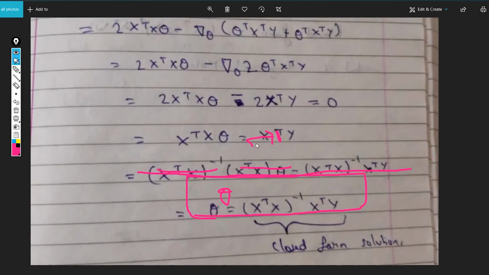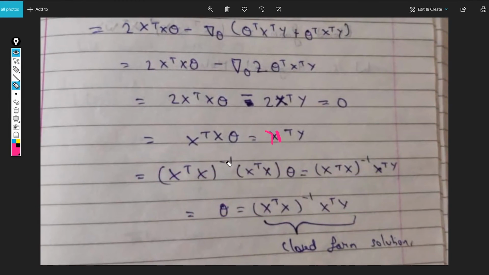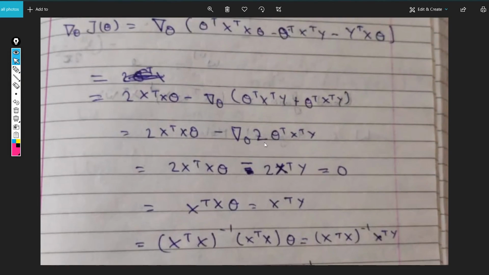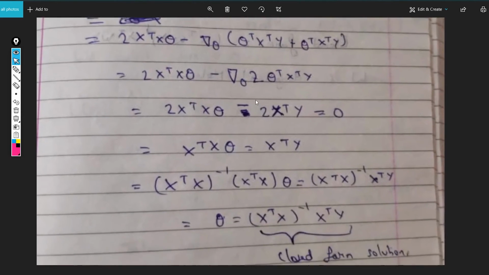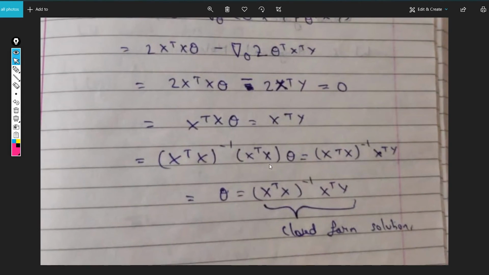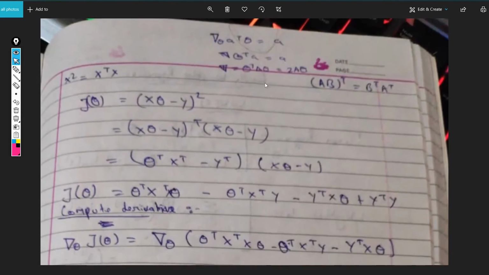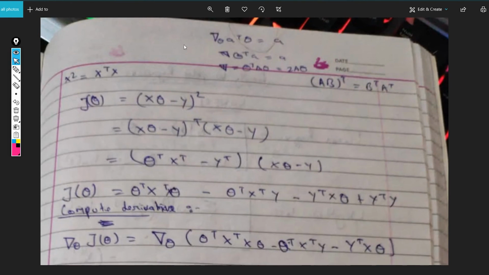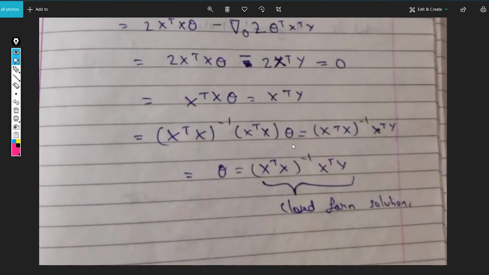So this is how you can derive your closed form solution, and it was pretty easy. You just have to know the formulas here. You do not have to go into too much detail here. You just have to know the formula, like how these derivatives of matrices work, and you will get the output here.